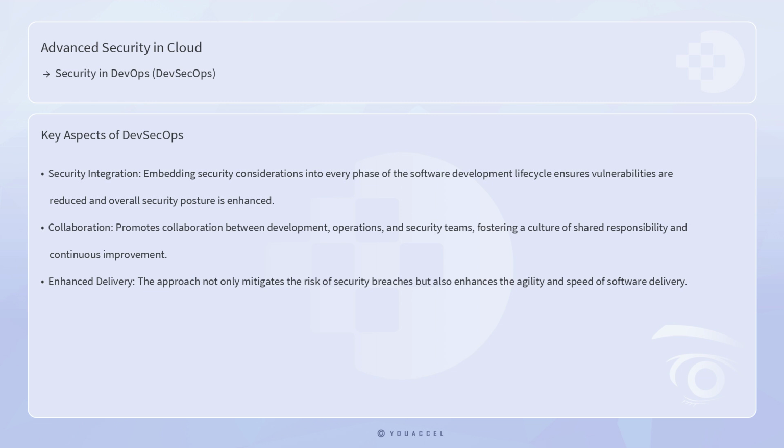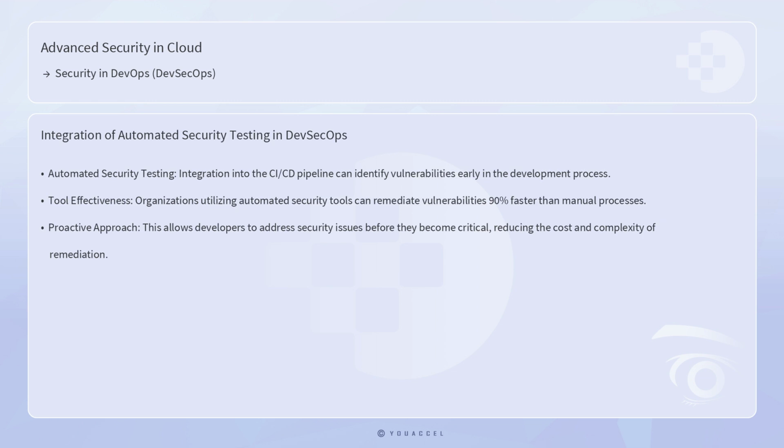One of the key practices in DevSecOps is the integration of automated security testing into the CI/CD pipeline. Automated security testing tools, such as static application security testing and dynamic application security testing, can identify vulnerabilities early in the development process. According to a 2020 report by Sonatype, organizations that leverage automated security tools within their DevOps processes can remediate vulnerabilities 90% faster than those relying on manual processes. This proactive approach allows developers to address security issues before they become critical, reducing the cost and complexity of remediation.